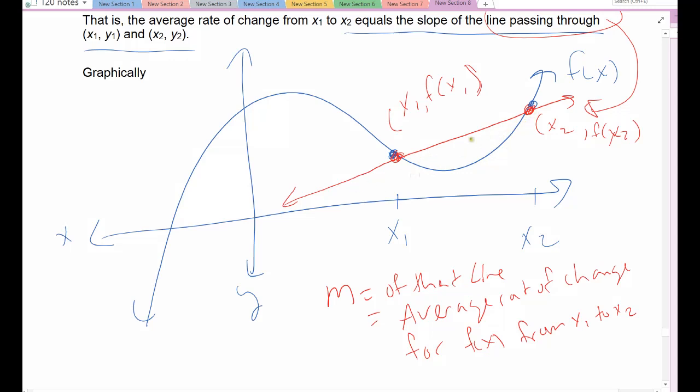When I add up all my slopes between the first point and the second point, it averages out to whatever that m value is, whatever the slope of that red line is. That's on average how much my function increased between those two moments. It's the average rate of increase, the average slope over those moments.